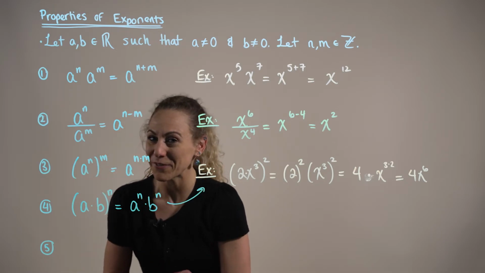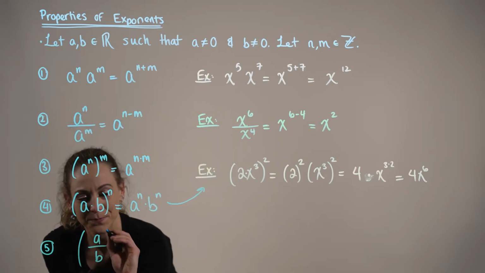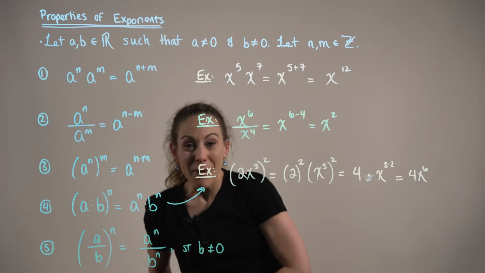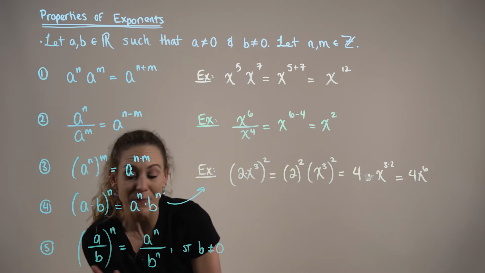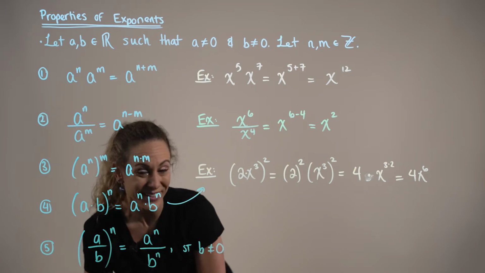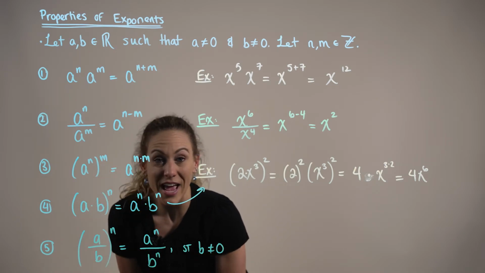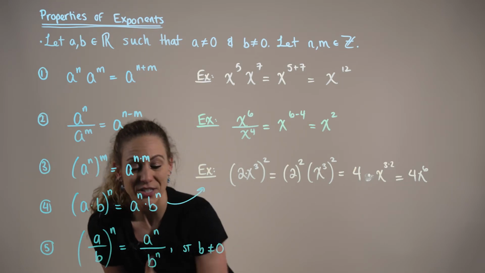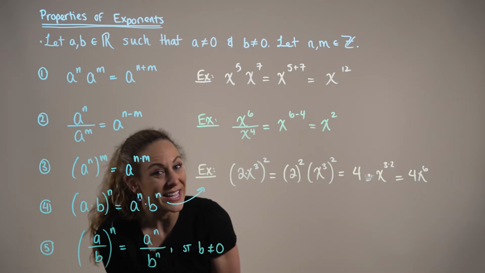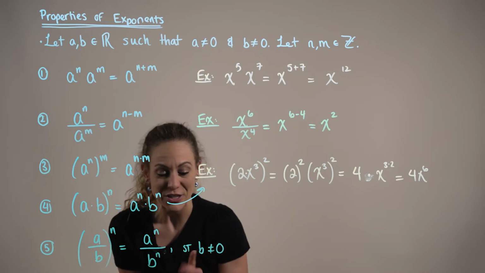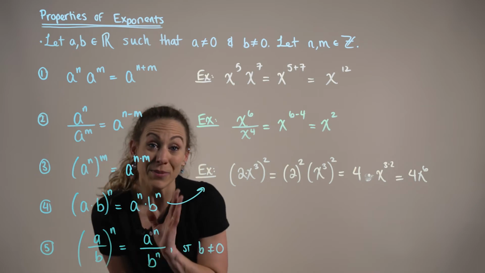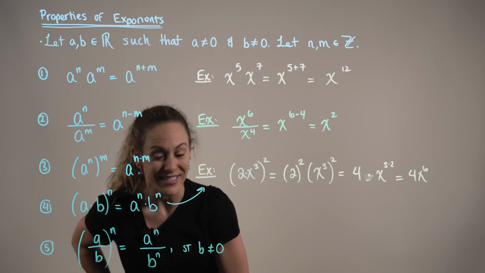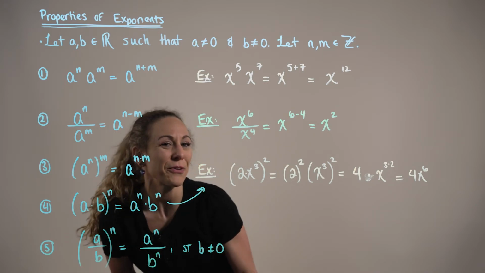And property number 5, last but not least. With property number 5, again, here we have the ratio of 2 different bases, a by b to the nth power, and we can distribute that exponent on the outside of the parentheses through to each term on the inside. Now, as always, just be mindful that the term in the denominator has to be non-zero, because division by 0 does not exist. And one final example for good luck.